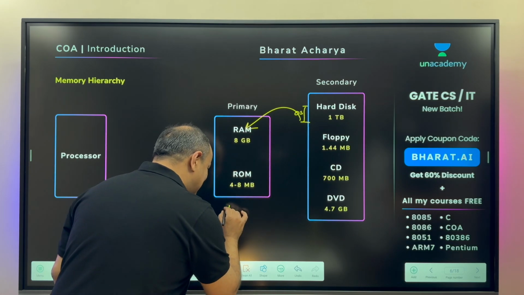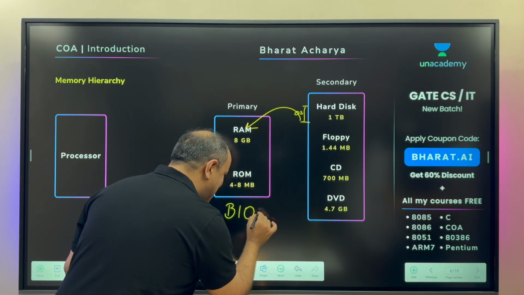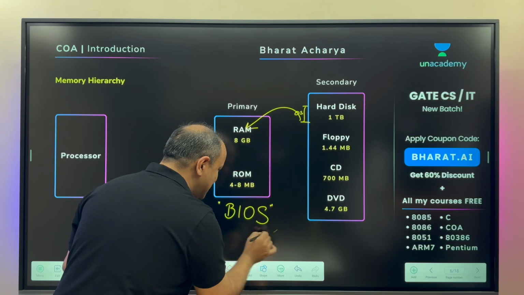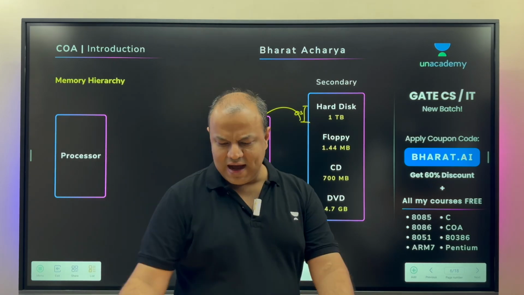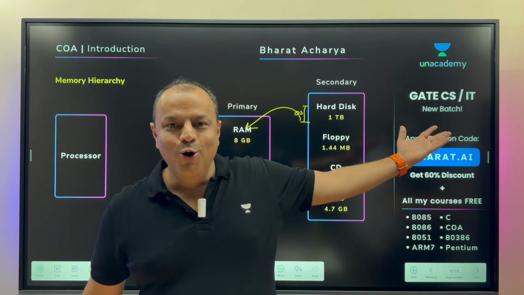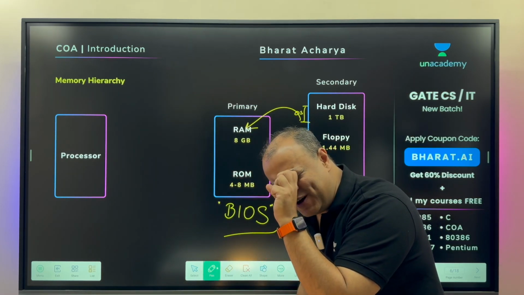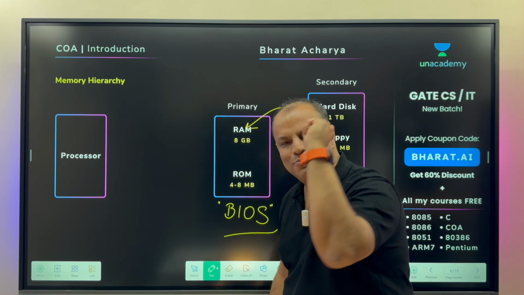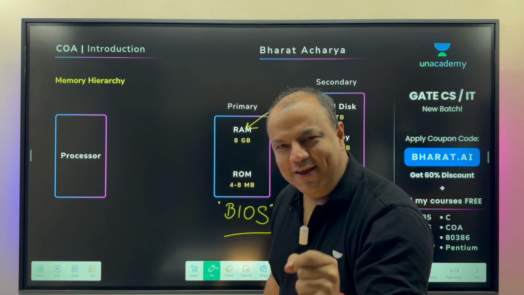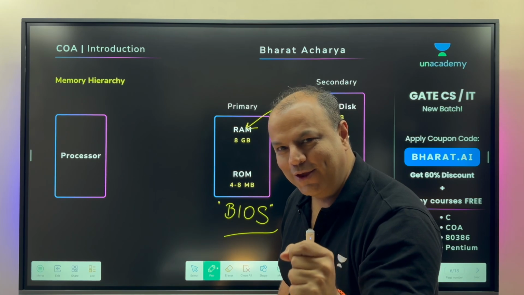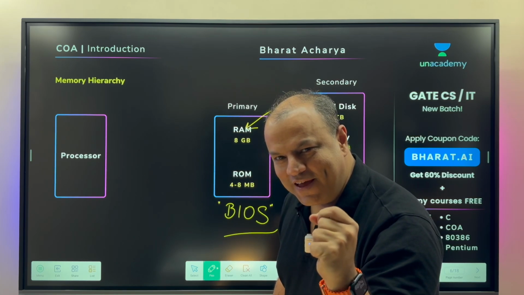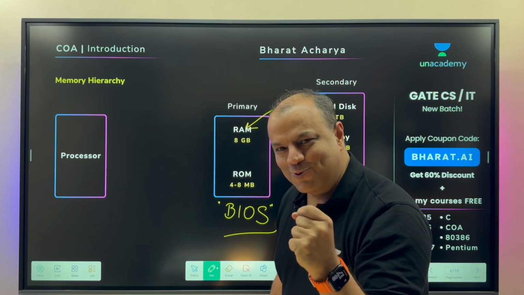That program is a part of a bigger program called the BIOS. BIOS stands for Basic Input Output System. It does all the IO checking and loads the operating system into the RAM. So the first program that is executed the moment you switch on a computer is the BIOS. Are you clear? And if BIOS has to run, it has to be stored somewhere.